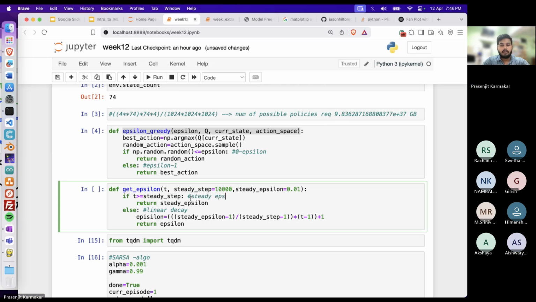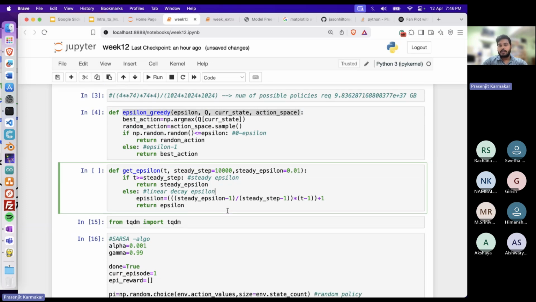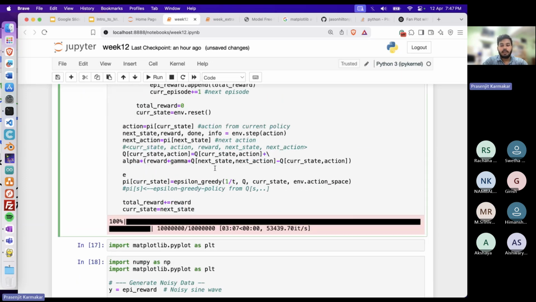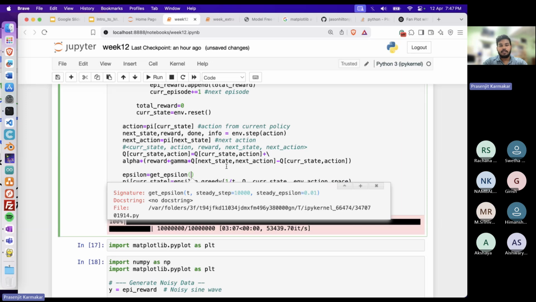Steady epsilon, right? Now I can control up to how many steps I want to explore, and when I stop exploring. This would make our algorithm more efficient. So instead of 1 over t, I can compute epsilon equal to get epsilon. I have to pass t, steady state, steady epsilon. Let's keep the default values for now.